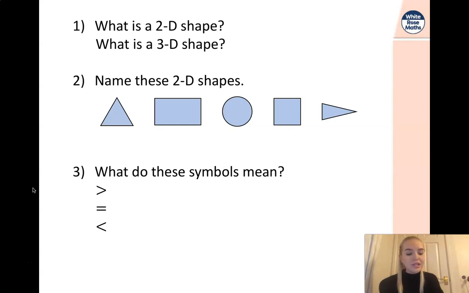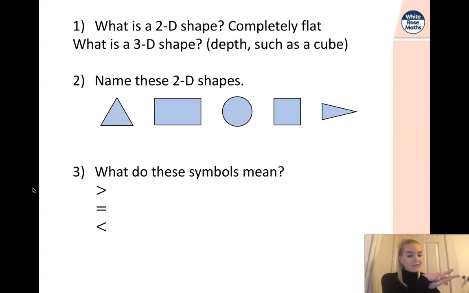Okay, so a 2D shape. 2D shapes are flat. They are completely flat, such as a square, a triangle, whereas a 3D shape has depth to it, so it's 3D. And this could mean like a cube or a cuboid. So a square would be a 2D shape, whereas the cube would be the 3D shape.